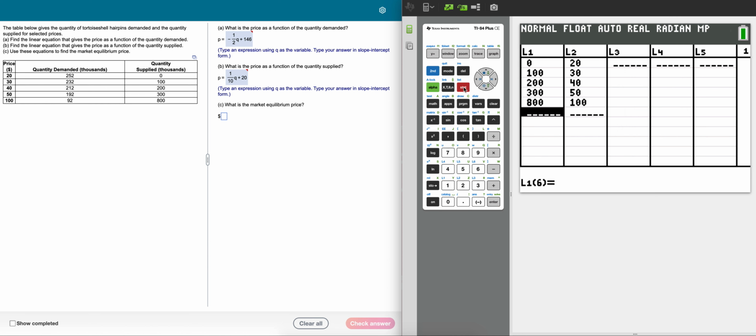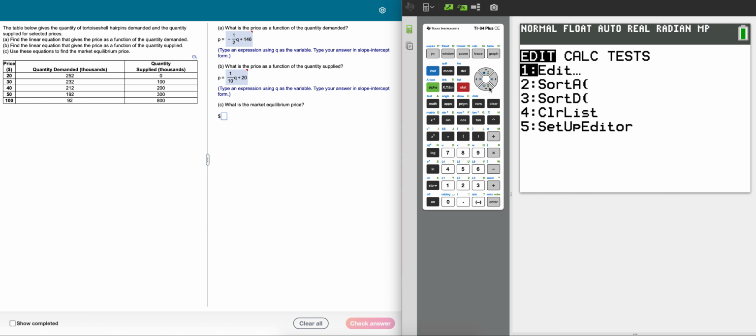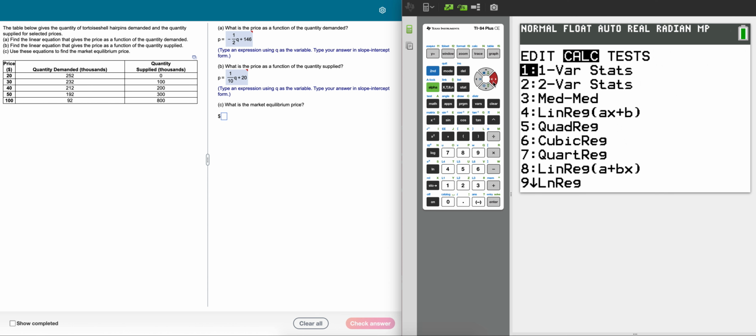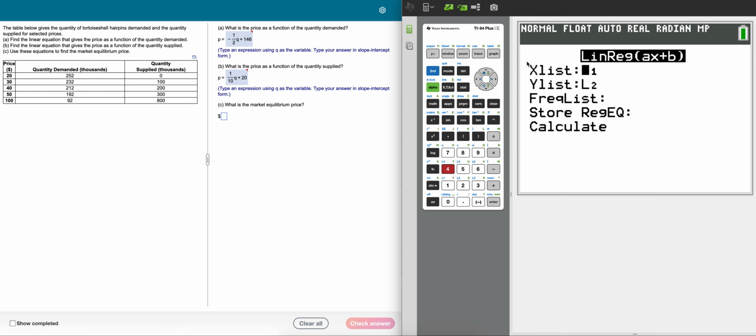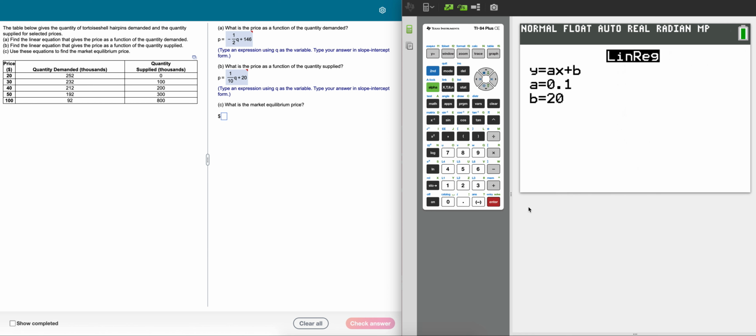So I'm going to hit Stat. And I'm going to go over to Calc. And again, I want a linear model, so it's going to be choice number 4. Everything is pre-populated. I can just go down to Calculate. So I have Y equals 1/10 X plus 20. So again, in terms of price and quantity, P is 1/10 Q plus 20. So there are my two models.